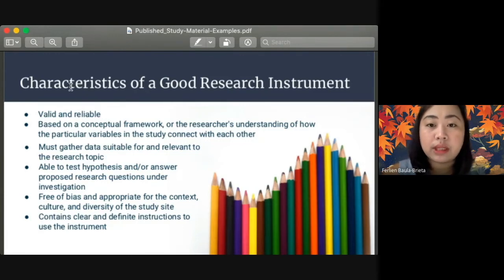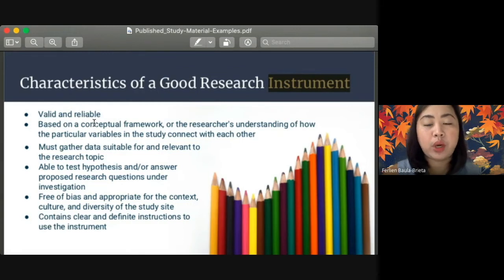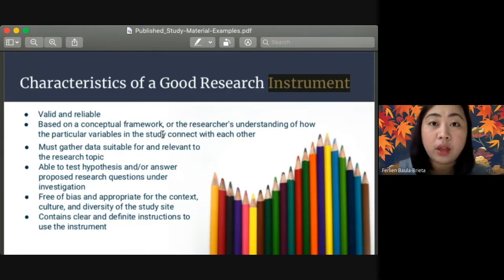Another characteristic is that our research instrument must be based on our conceptual framework. The researchers should understand how these variables are connected to each other so that you would be able to express it in the question, or in the interview, or in the instrument properly. So you have to know the connection between your independent variable and your dependent variable or other variables available for your research topic.